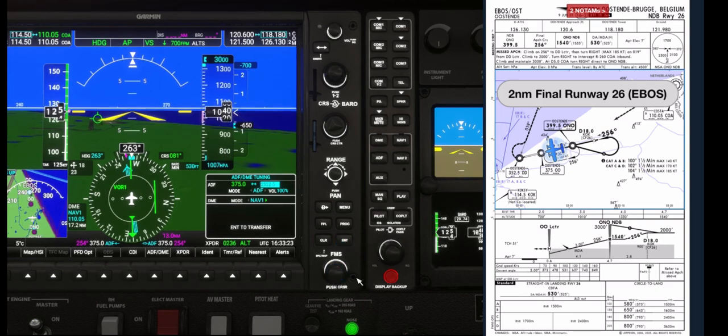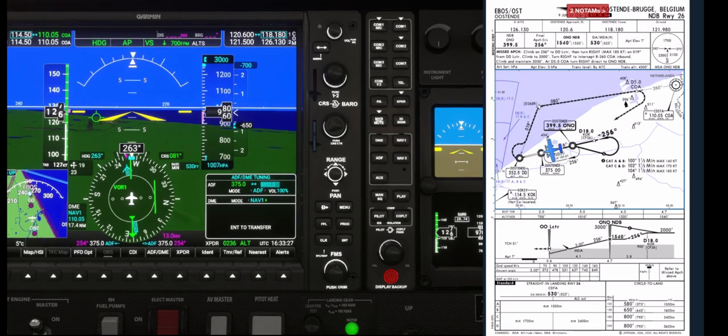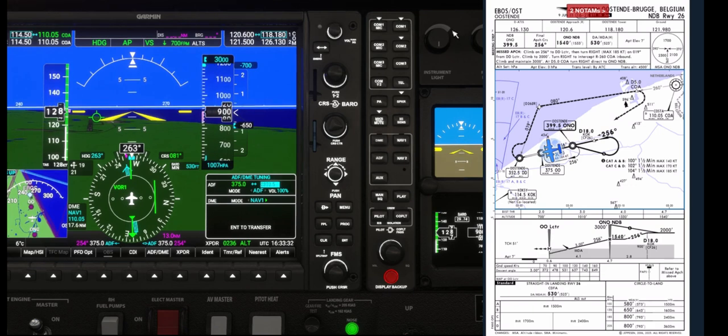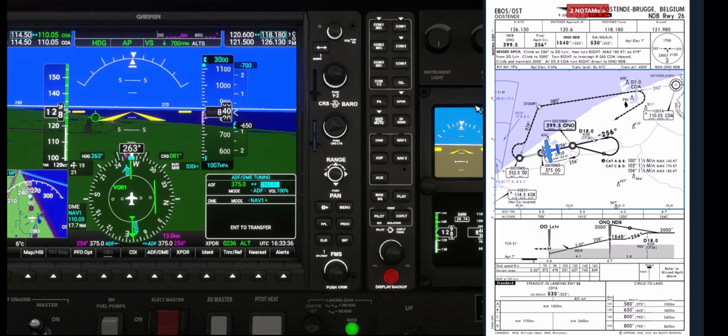1,000 feet AGL, we check the approach band. 500 feet above minimas, we check stabilized and checklists completed. We are clear to land runway 26, set the landing light on as a clearance reminder. Next will be 100 feet above minimas.